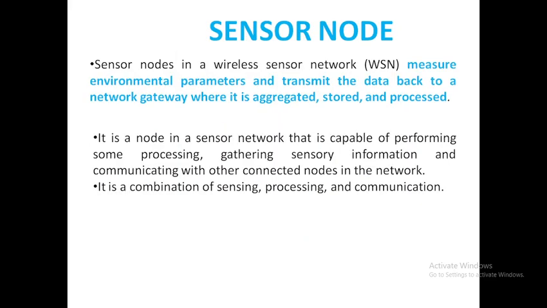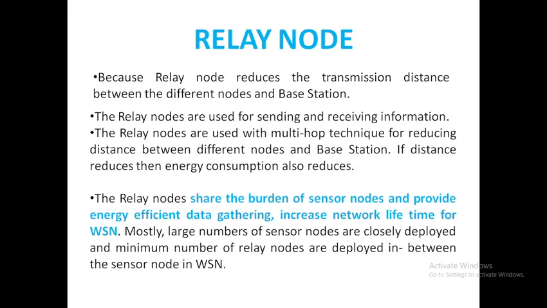Sensor nodes in wireless sensor network are used for measurement of the environmental conditions, environmental parameters, and also used for transmission of the data back to a network gate where it is aggregated, collected, then stored and then processed. It is a node in a sensor network which is capable of performing some processing, gathering sensing information, and that information is used for communication with other connected nodes in a network. We can say that it is a combination of sensing, processing and communication.